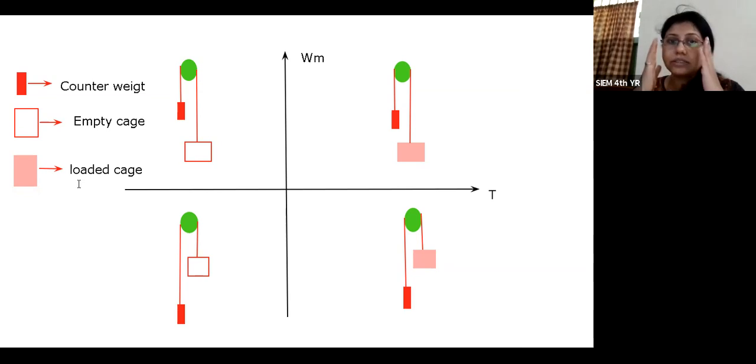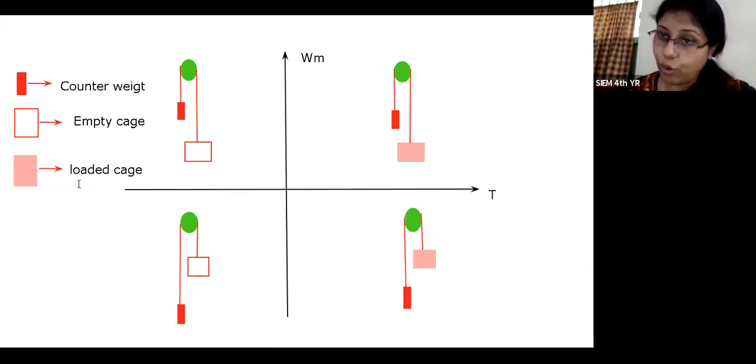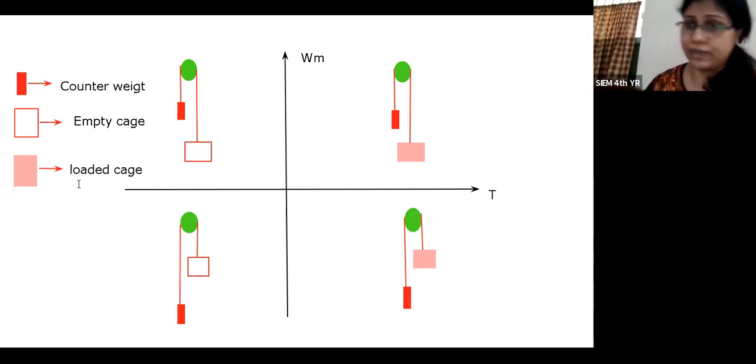Now, in the four quadrants, in the x-axis we are considering the output parameter torque, and in the y-axis we are considering omega m, the speed of the machine. In the first quadrant, the values of torque and omega are both positive. In the second quadrant, torque is negative, omega is positive. In the third quadrant, both are negative. And in the fourth quadrant, torque is positive, but omega is negative.